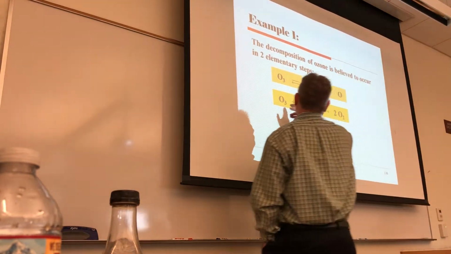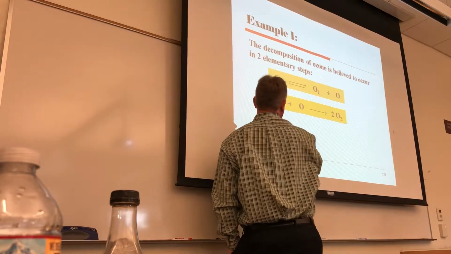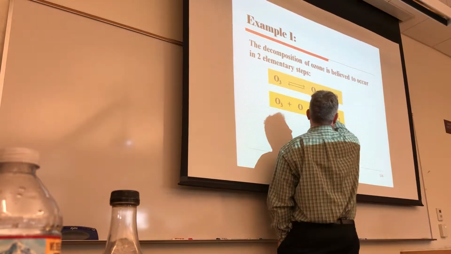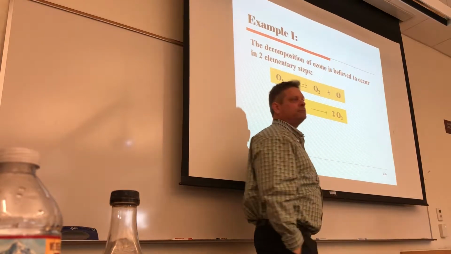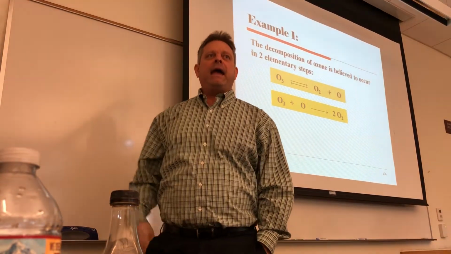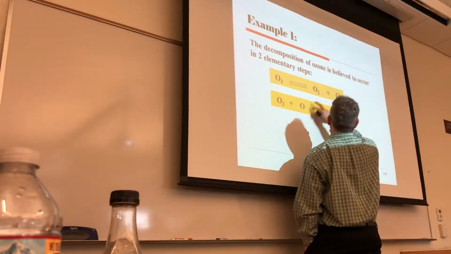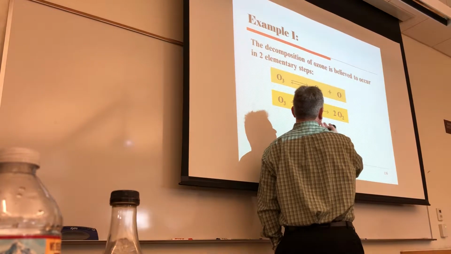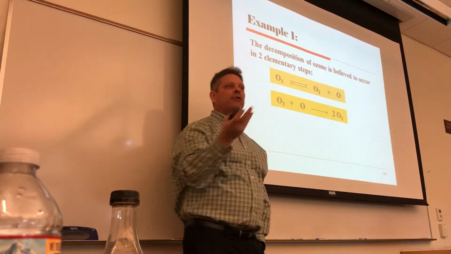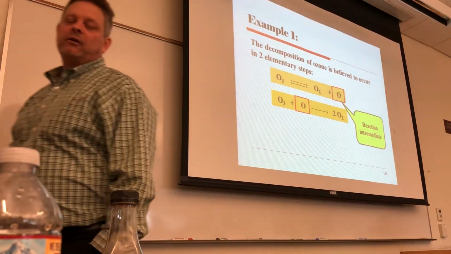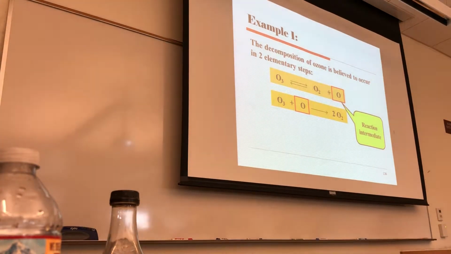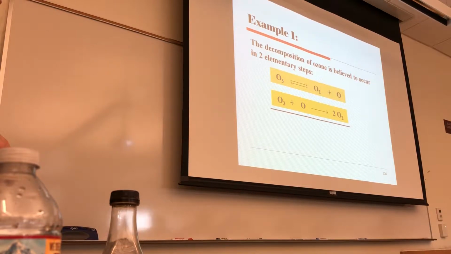So the overall reaction here, you're going to have 2 O3s, and you're going to end up with 3 O2s. And if I look at this carefully, I have this O here and O here, which are actually radicals, right? And they cancel out in the overall equation. They're called reaction intermediates. So you never see them when you actually write the equation for the decomposition of O3 into O2, because this is all you see.